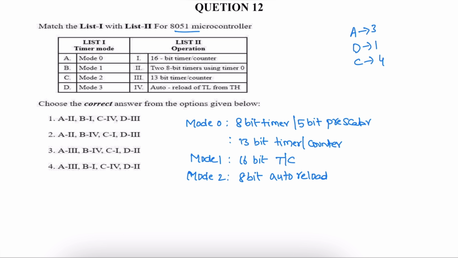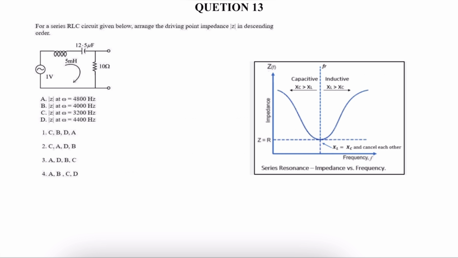And mode 3 is different for timer 0 and timer 1. For timer 0, working in mode 3 is used as 8-bit timer or counter. For timer 1, it is configured in one of mode 0, mode 1 or mode 2. So D's matching is 2. The correct option is 4: A3, B1, C4, D2. Next question.